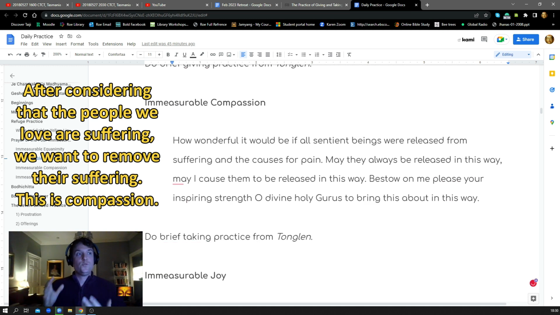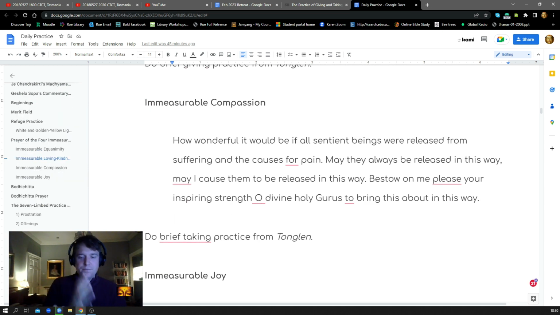Compassion is you want them to be released from difficulty, pain, suffering, the temporary kinds, and you want them to be relieved from that, and you want them to have permanent release from that. That would be the very best way to repay all this kindness to all these people you care about so much. What could be better than that?